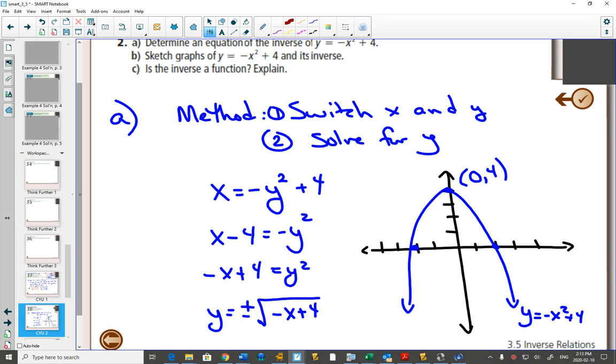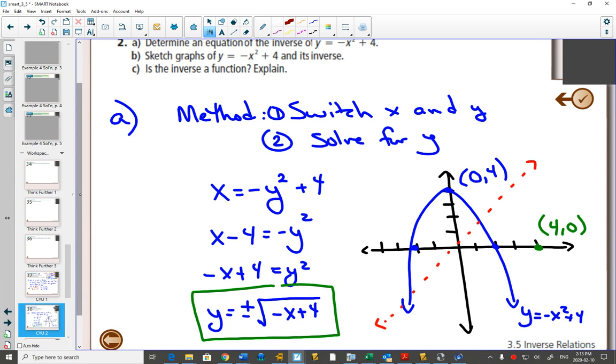Now for the inverse. And the inverse, I'm going to graph in green. If you have your original graph, it's really easy to graph your inverse. Okay? If you think about it, you're going to be flipping over this line, y equals x, which means what's going to happen to 0, 4? It's going to become 4, 0.